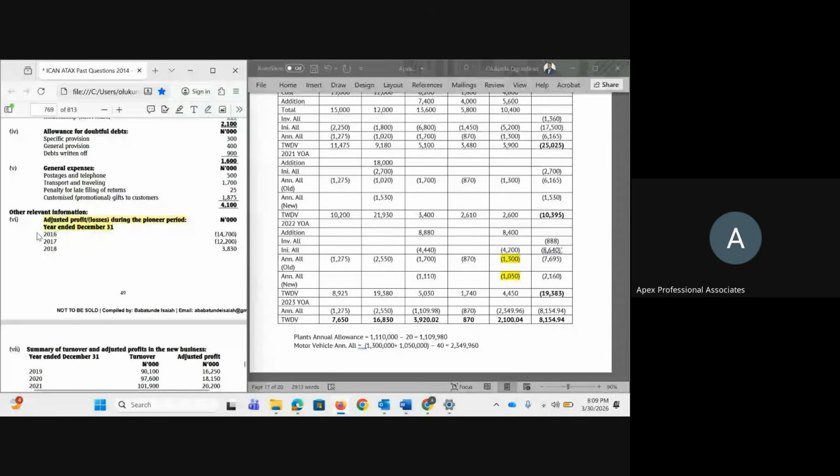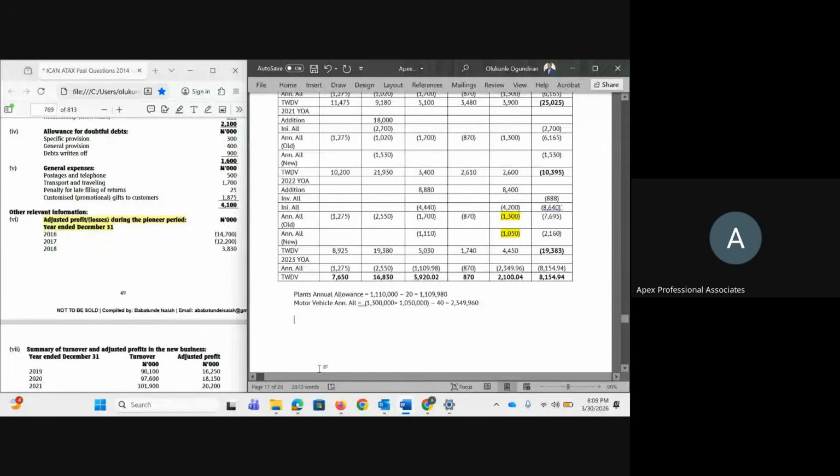So they made losses and profits, right? So I have to get the net position during the pioneer period. Do you understand? I have to determine the net position. What is the net loss that is recouped in the post-pioneer period? Yes, the net loss. What's the net loss? 2016 is 14,700. Are we together?